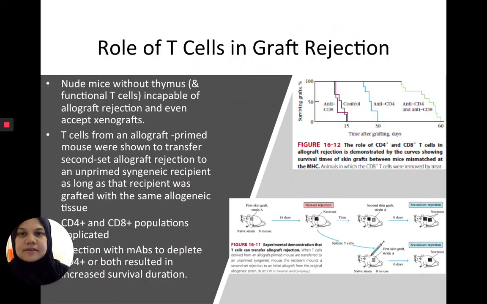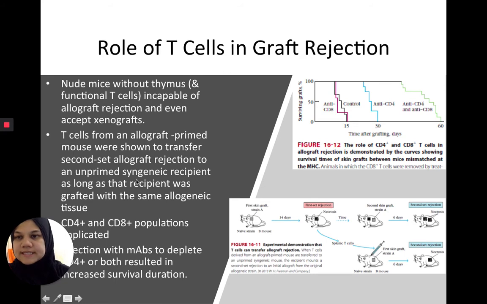So a key thing that we know now is that the T cells play a very big role in graft rejection, and there are a few studies or experiments that clearly highlight this. One of them is that mice that don't have a thymus or any functional T cells are unable to reject any allografts or even xenografts, so they're able to accept them readily.